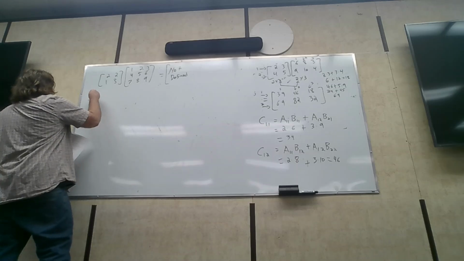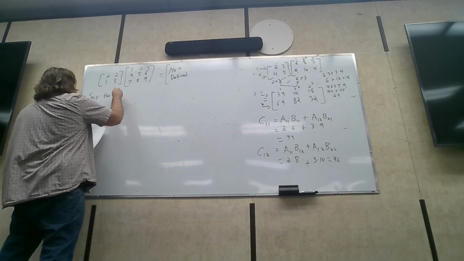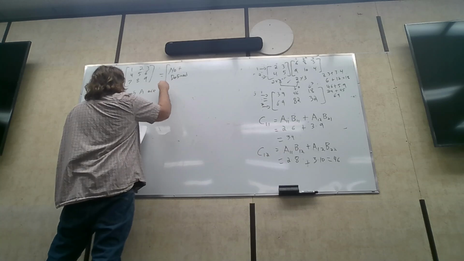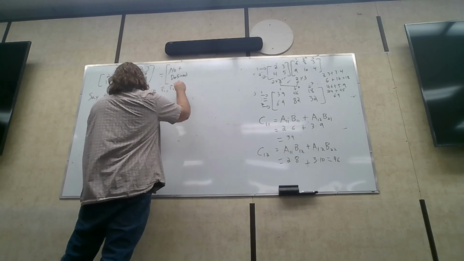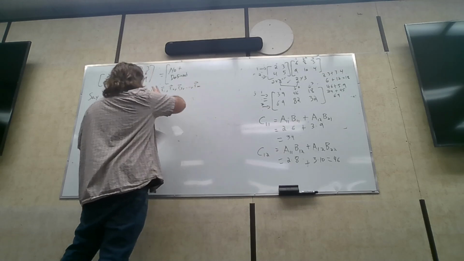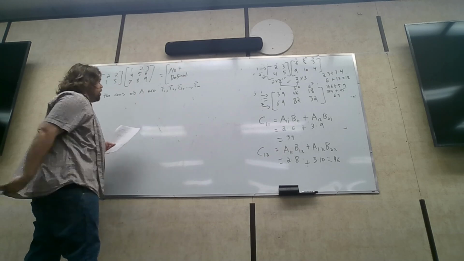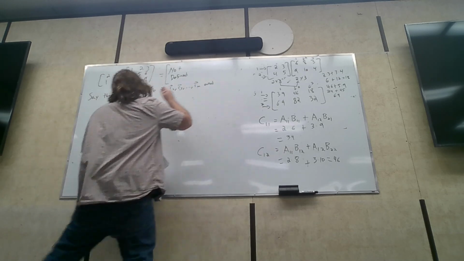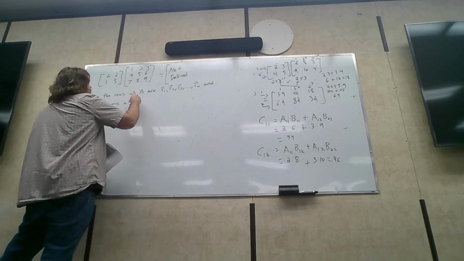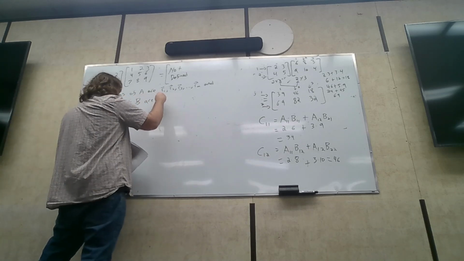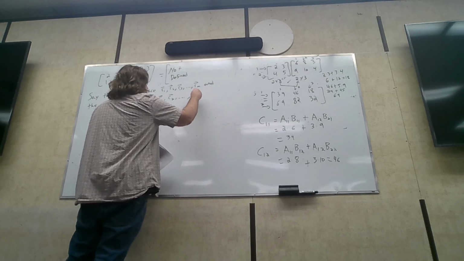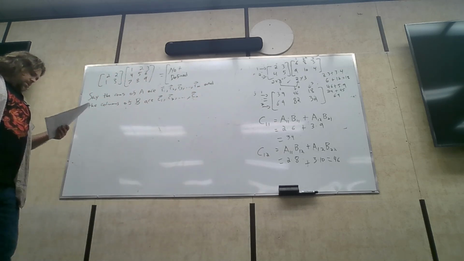So say the rows of A are row 1, row 2, row 3, and so on, up to row M. There will be M rows because it's M by R. And the columns of B, sorry, are column 1, column 2, up to column N, I guess. There's N of them.